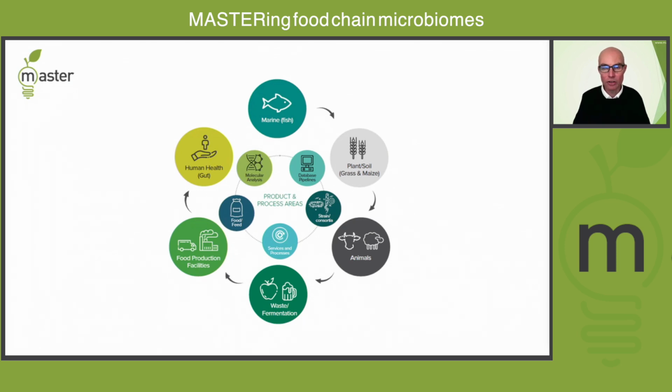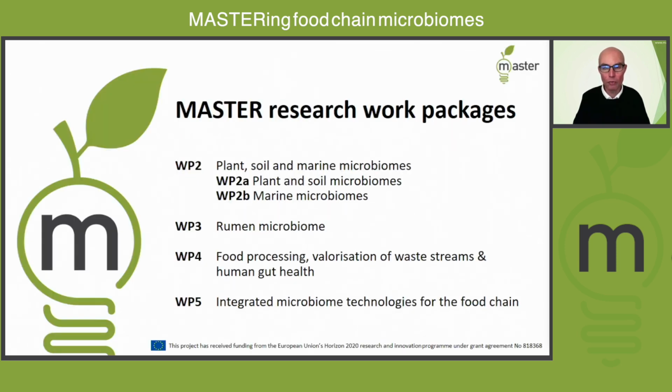But before getting into those, I'm going to provide some broad brushstroke overviews relating to just exactly what we were doing. More specifically, Master had 4 different work packages in which we carried out different types of research. Work package 2, where we focus on plant, soil, marine microbiomes, 3 for the rumen, 4 for food processing, valorization of waste streams and human gut health, and work package 5 focused on integrating new microbiome technologies for the food chain.